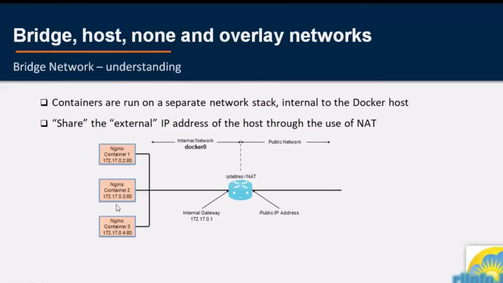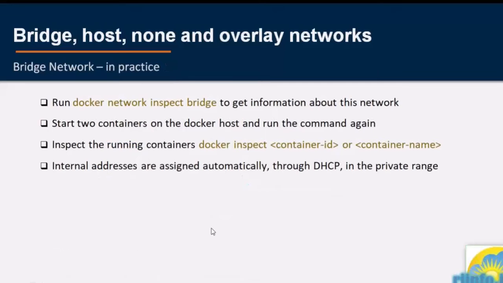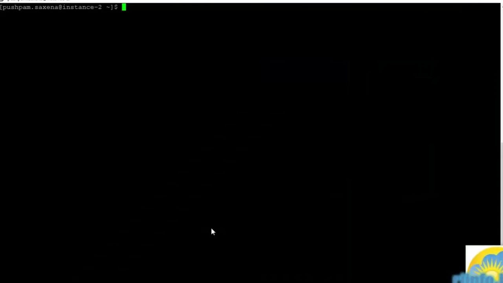Multiple containers running on the host have an internal IP address each, which is then translated by the bridge network definition. As soon as a new container is spun, Docker automatically creates a masquerade rule that lets the container connect to the external network. We can run the command docker network inspect bridge to get information about this network. So let's get back to the host.